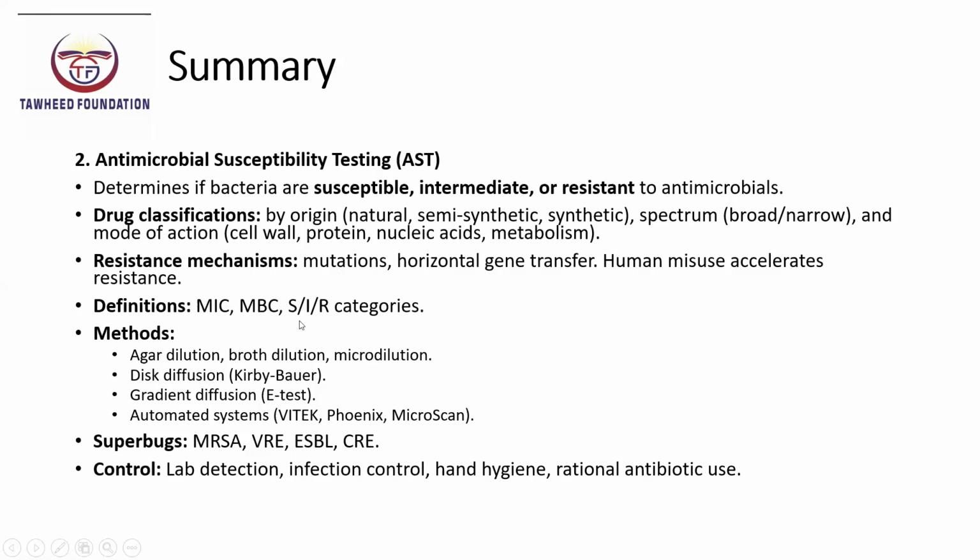Definitions of MIC, MBC, and susceptible, intermediate, and resistant categories. Methods include agar dilution, broth dilution, microdilution, diffusion by the Kirby-Bauer method, and gradient diffusion, which is nothing but the E-test. Automated systems include VITEK, Phoenix, and MicroScan. Superbugs, and their control: lab technician, infection lab detection, infection control, hand hygiene, rational antibiotic use.